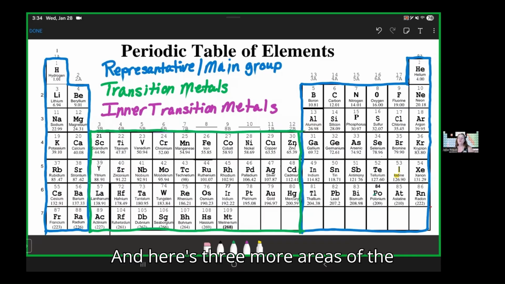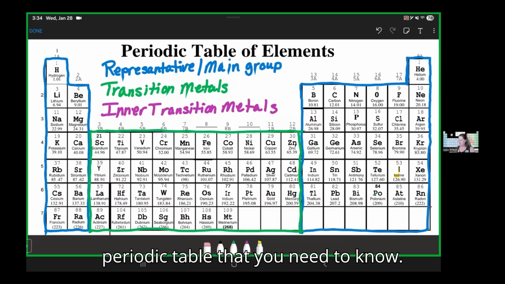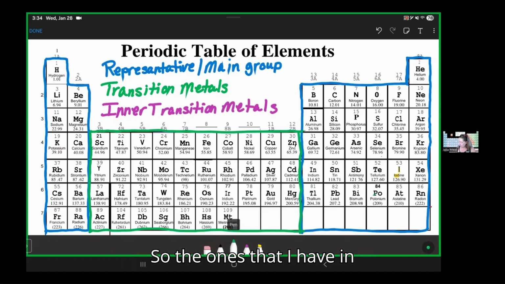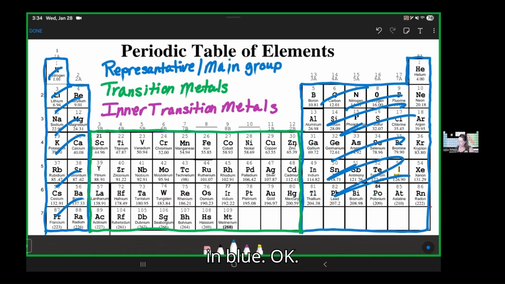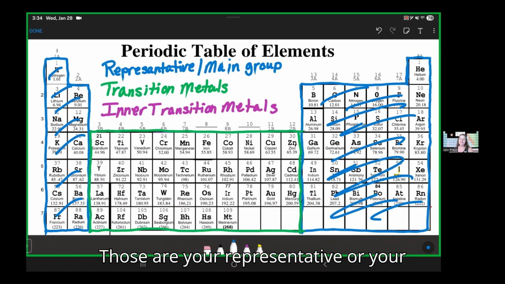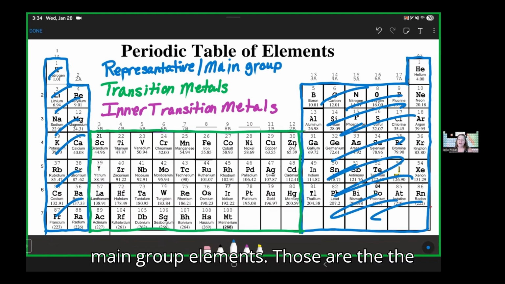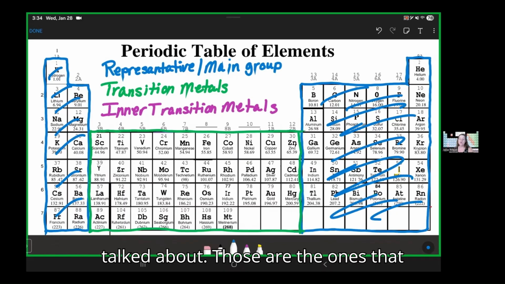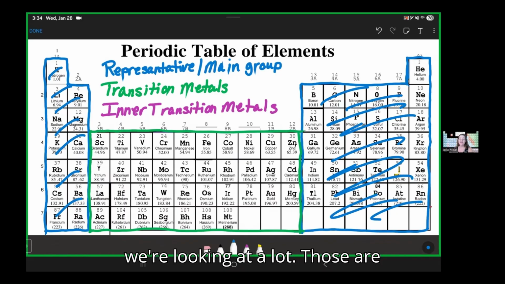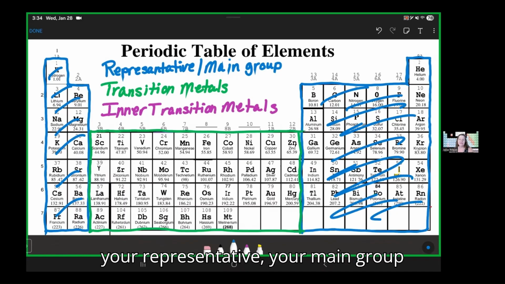And here are 3 more areas of the periodic table that you need to know. The ones outlined in blue here are your representative or main group elements. Those are the periods 1 through 8 that I had talked about. Those are the ones that we're looking at a lot. Those are your representative, your main group elements.